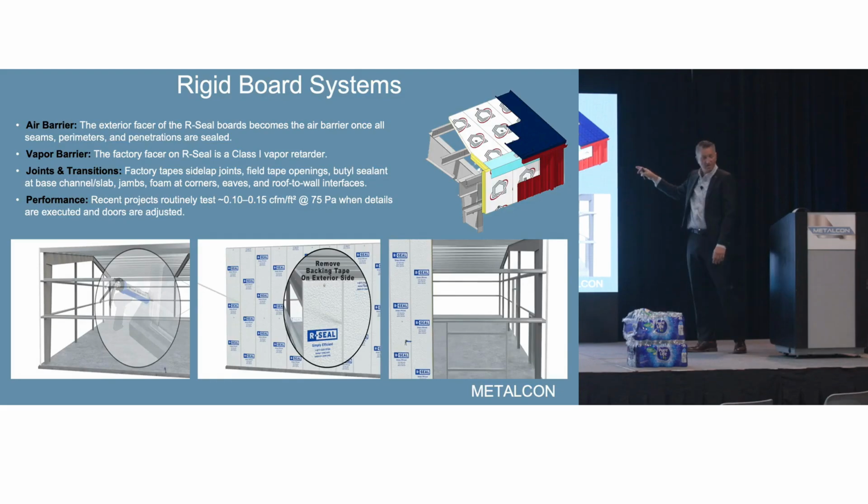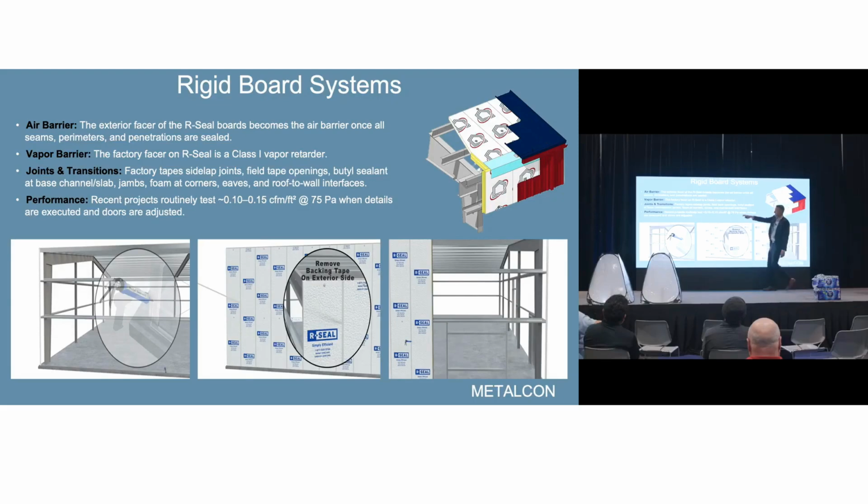This system, when done properly, we all come back to done properly, because if you have a bad installation of anything, if somebody screws your car together wrong, it's not going to work, even if it was a well-designed car. Same thing goes for buildings. When this is done well, routinely we're having projects testing at that 0.1 to 0.15 CFM. So that's about half the air leakage of the fiberglass system. So you can see that's going to take us well beyond the next generation of codes as they come down.